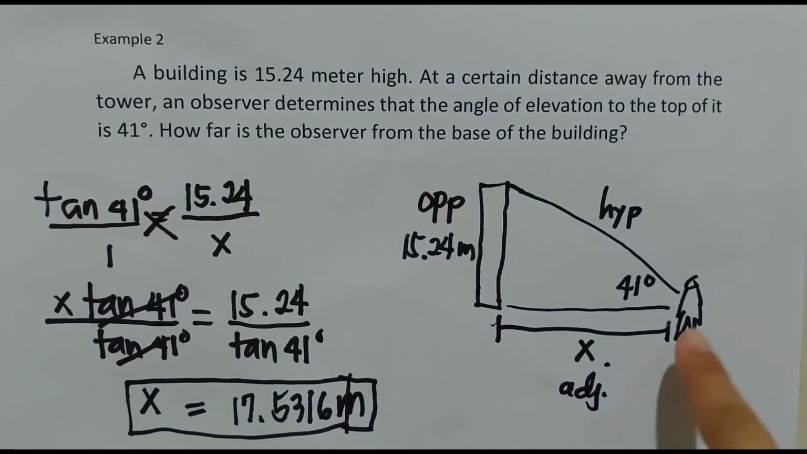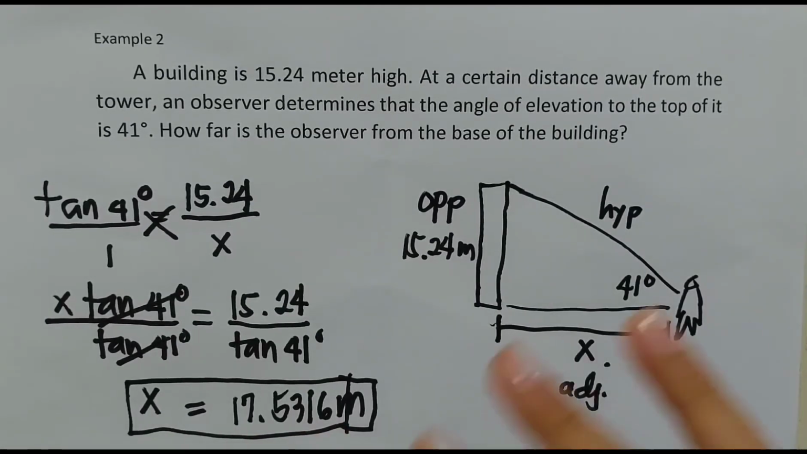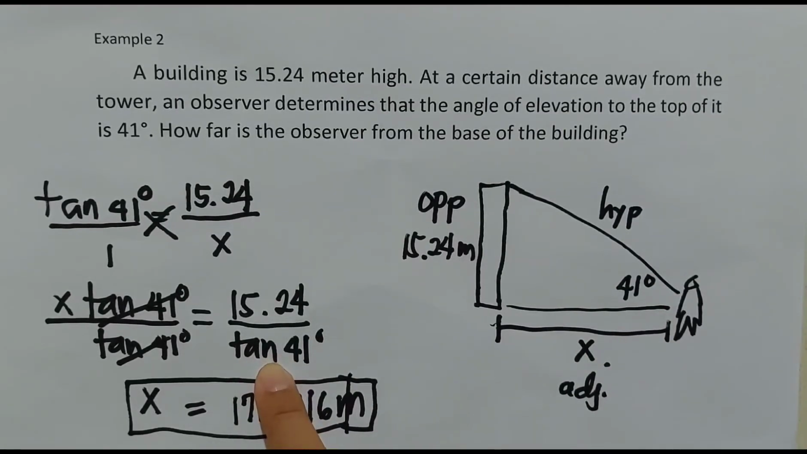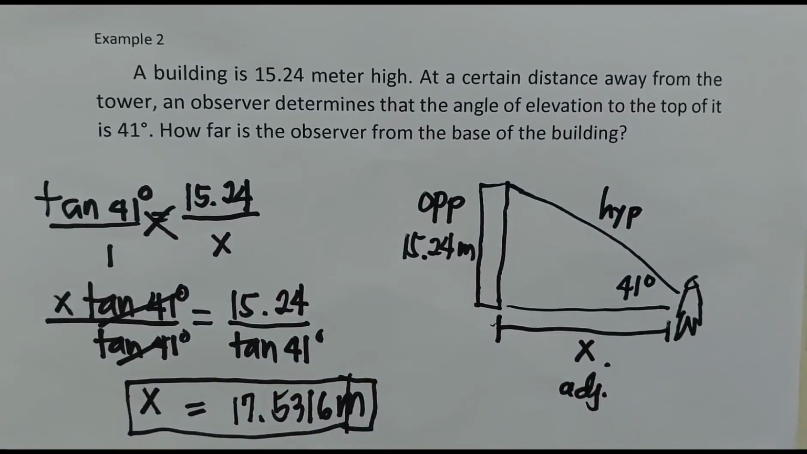So, the distance from the observer to the base of the building is 17.5316 meters. If you don't have a calculator, look at the table in the previous module, and check the value of tangent 41. Then divide 15.24 by that, and you will get 17.53. So, two decimal places is fine. And the unit is in meters. Okay?